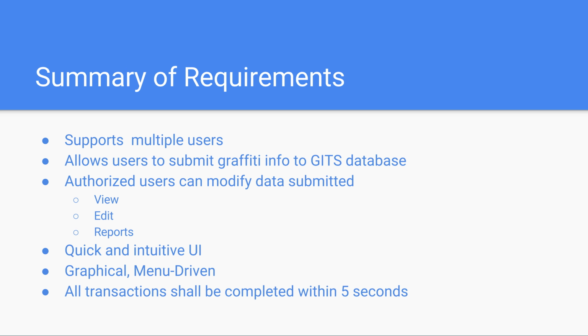Here we have a summary of the project requirements. The GITS will be a web application to support multiple users through a secure login system. Our system will have complete data and user validation to eliminate erroneous information. It will also contain a graphical menu-driven user interface and shall implement a help system to assist users with any trouble. The UI will be designed to allow a seamless flow within the app. Finally, all database transactions shall take no longer than 5 seconds.